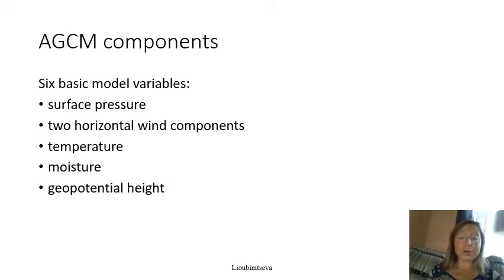general circulation model. For the atmosphere, all the climate models essentially focus on 6 basic variables, and those are surface pressure, wind, which is represented in the model by 2 horizontal wind components, the temperature, the moisture, and the geopotential height. And I'm sure that you are pretty familiar with the temperature and moisture and pressure in weather forecasts, right? Those are the same parameters that we use for describing climate. One new concept here could be geopotential height.